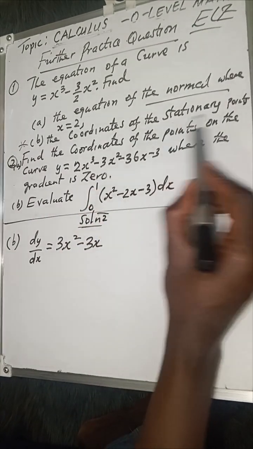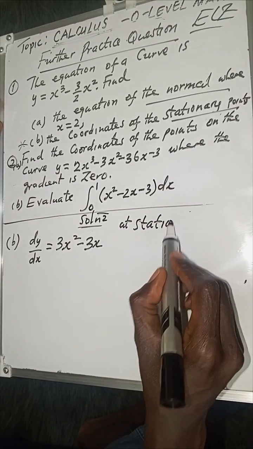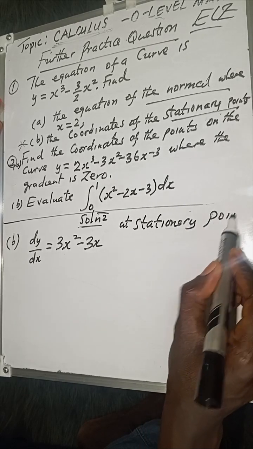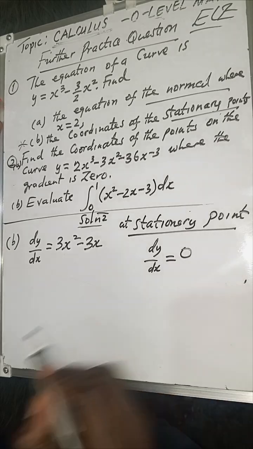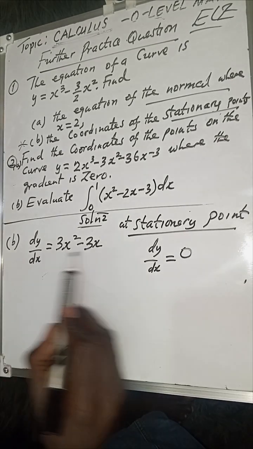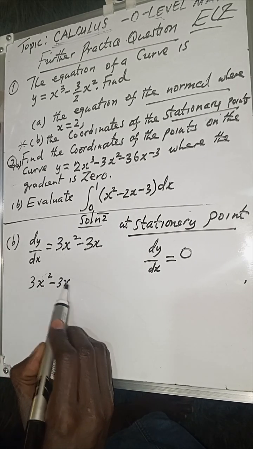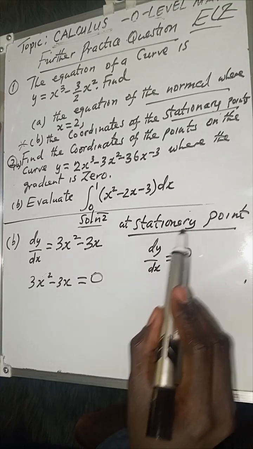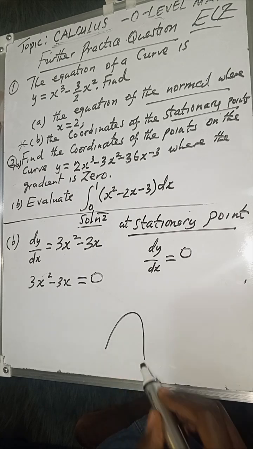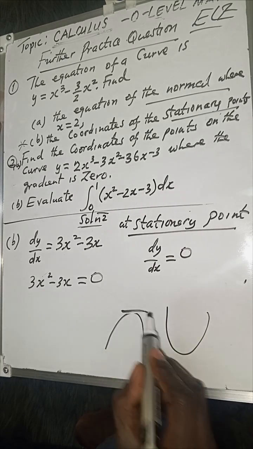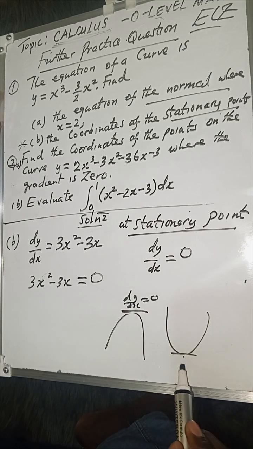Now when they tell you at the stationary points, you need to remember that at the stationary points, dy over dx is always equal to 0. So in other words, they are telling you when dy over dx is equal to 0. So I'm just going to say 3x squared minus 3x, I'll equate this to 0 because at the stationary point, dy over dx is always 0. Now, stationary point, you can think of it if you have a curve like that, at the turning points, those are the stationary points. Dy over dx is 0 at the stationary points.